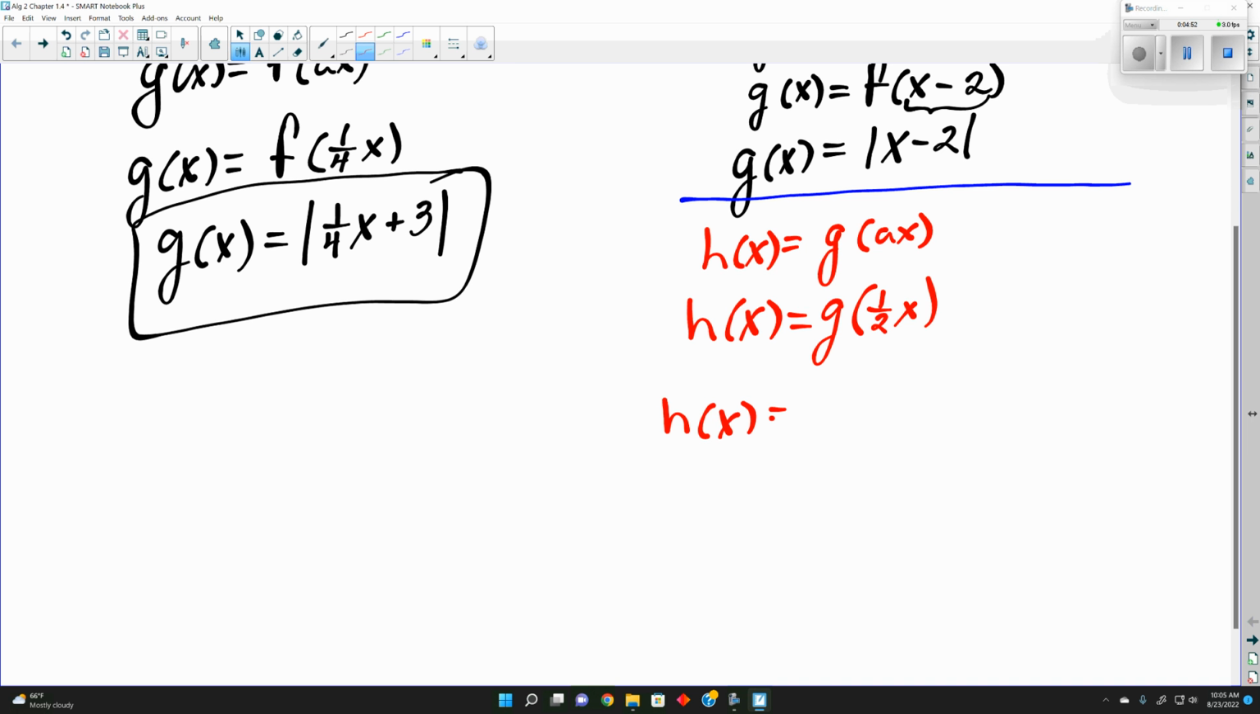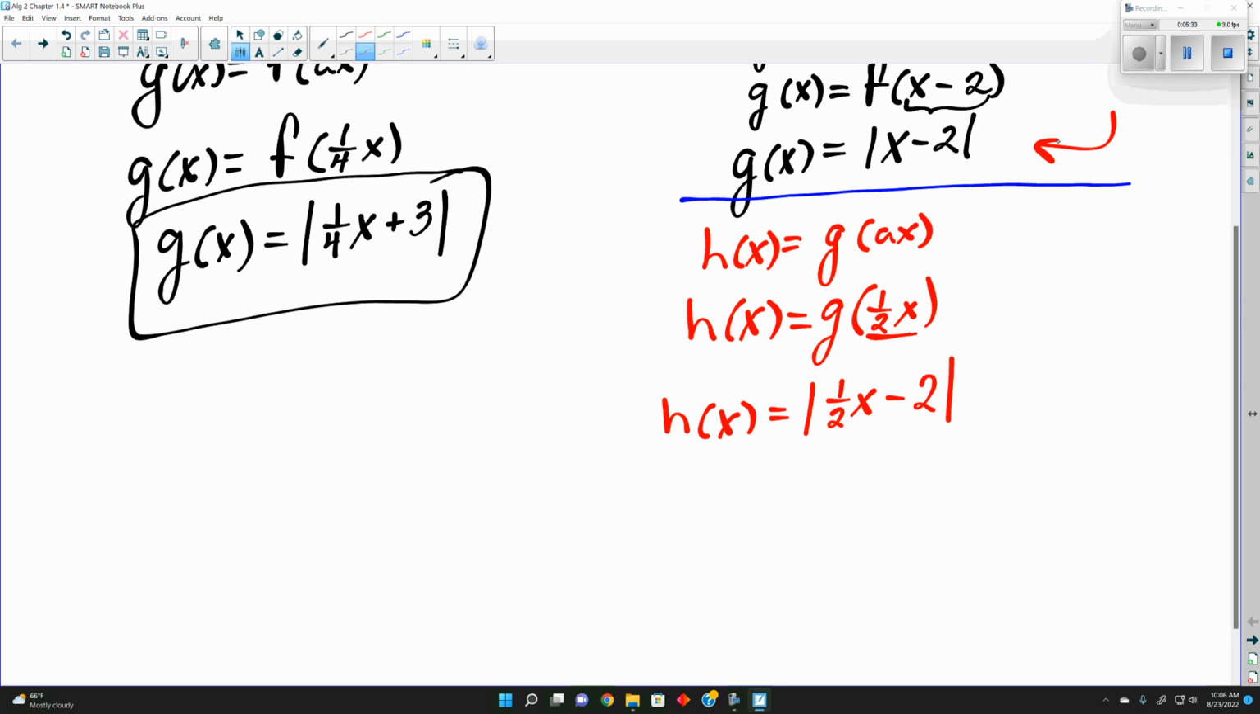Just like with the first part, now we're going to replace x with 1/2 x. So we would have the absolute value of 1/2 x minus 2. But that's it. The last one is the final answer. So we use the middle one here. This is after the first transformation, then the second one is after we did the last one.